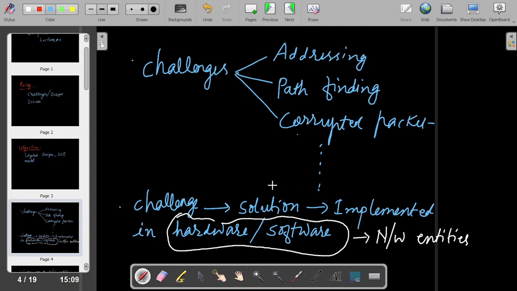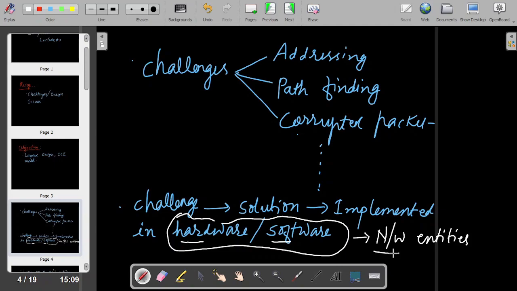Now, for each challenge, there are certain solutions available, and the solutions are implemented as mentioned here. They are implemented in hardware or in software. Every solution is basically an algorithm, and that algorithm is implemented using some software or some hardware. Collectively, these softwares and hardwares are known as network entities. That means there are a large number of network entities.